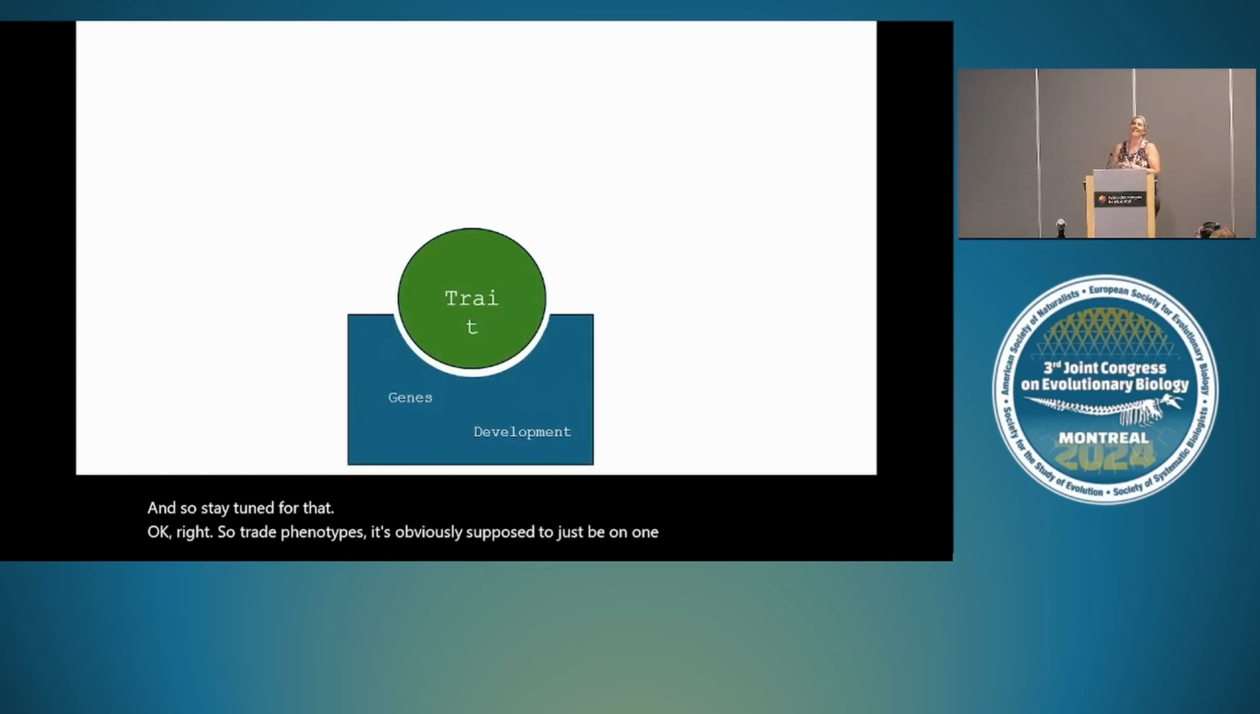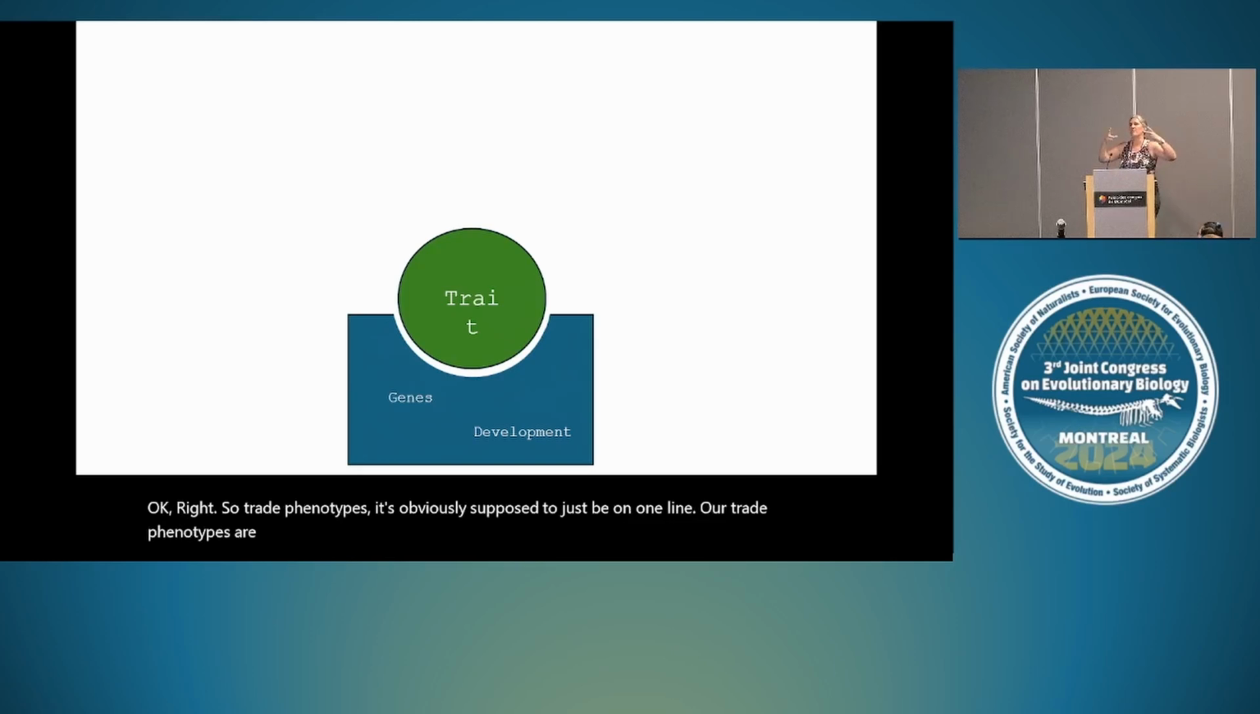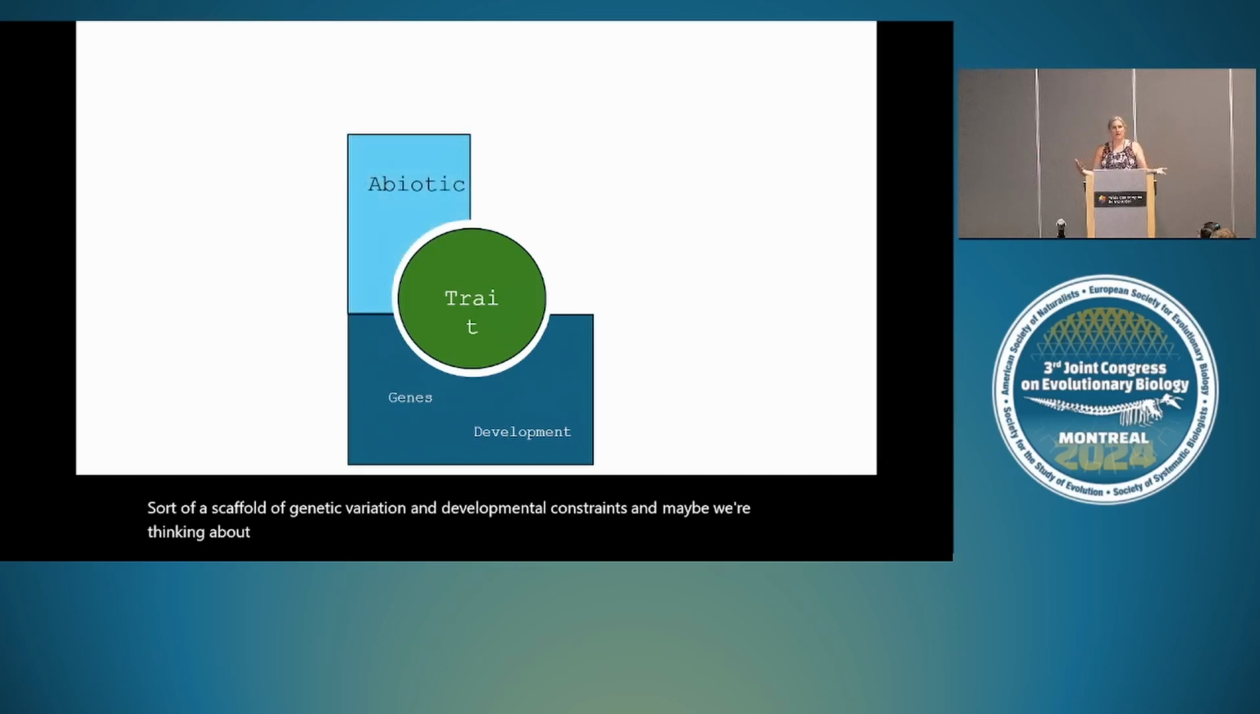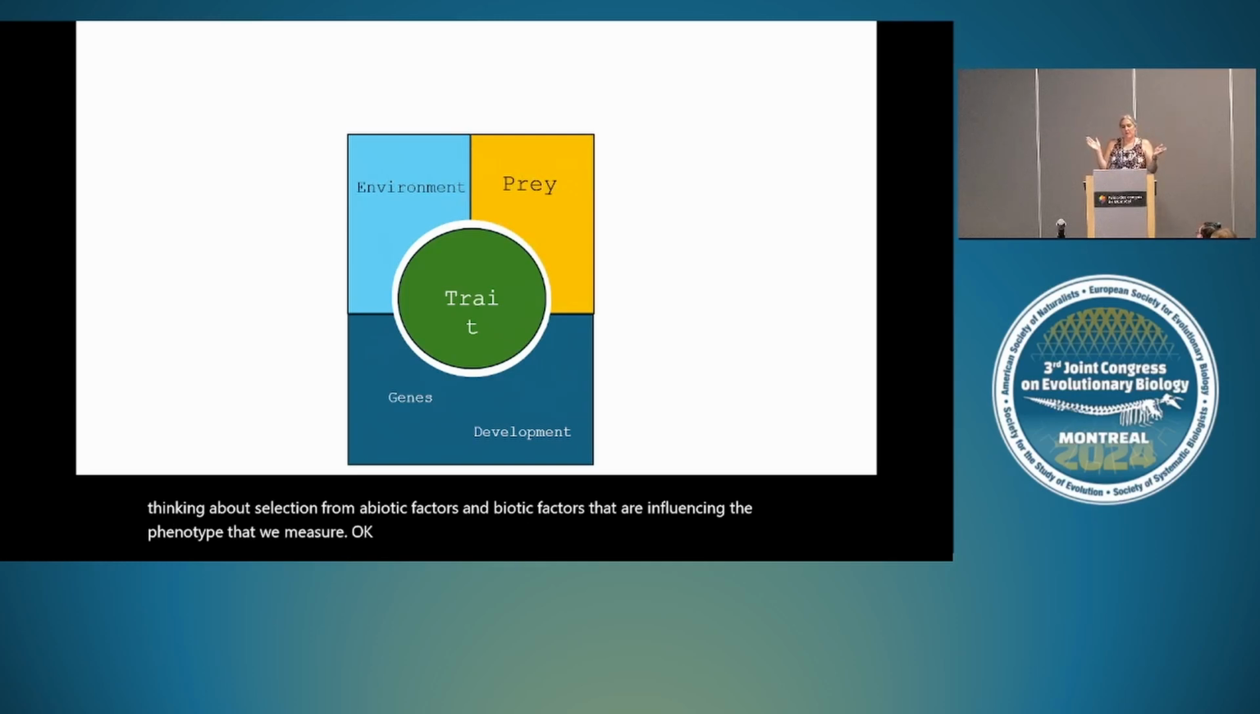Our trait phenotypes, we think of them as evolving in sort of a scaffold of genetic variation and developmental constraints. And maybe we're thinking about selection from abiotic factors and biotic factors that are influencing the phenotype that we measure. So this may be something about the environment that's an abiotic factor we measure, and something ecological, such as predator-prey interactions, or competition, as we've seen in this session so far.